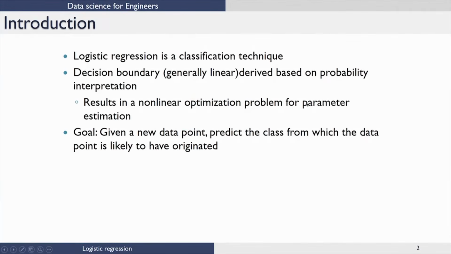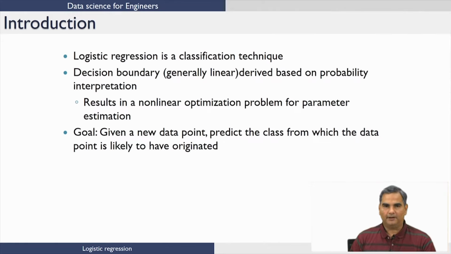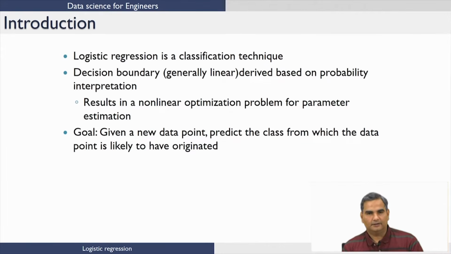In this lecture, I will describe a technique called logistic regression. Logistic regression is a classification technique which basically develops linear boundary regions based on certain probability interpretations. While in general we develop linear decision boundaries, this technique can also be extended to develop nonlinear boundaries using what is called polynomial logistic regression. For problems where we are going to develop linear boundaries, the solution still results in a nonlinear optimization problem for parameter estimation, as we will see in this lecture.